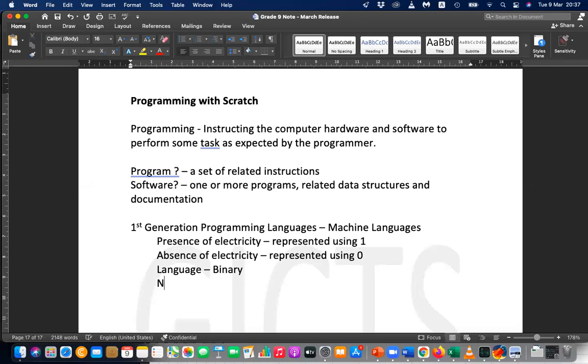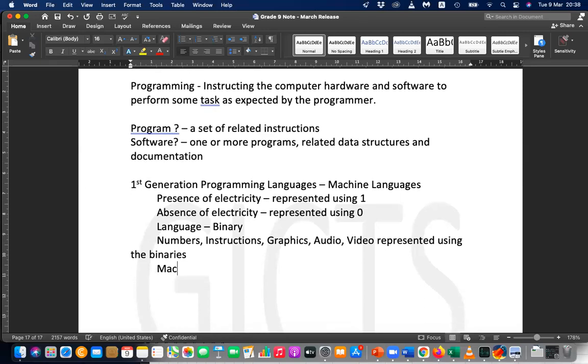That means numbers, instructions, graphics, audio, video, represented using the binaries. This concept is called machine language.